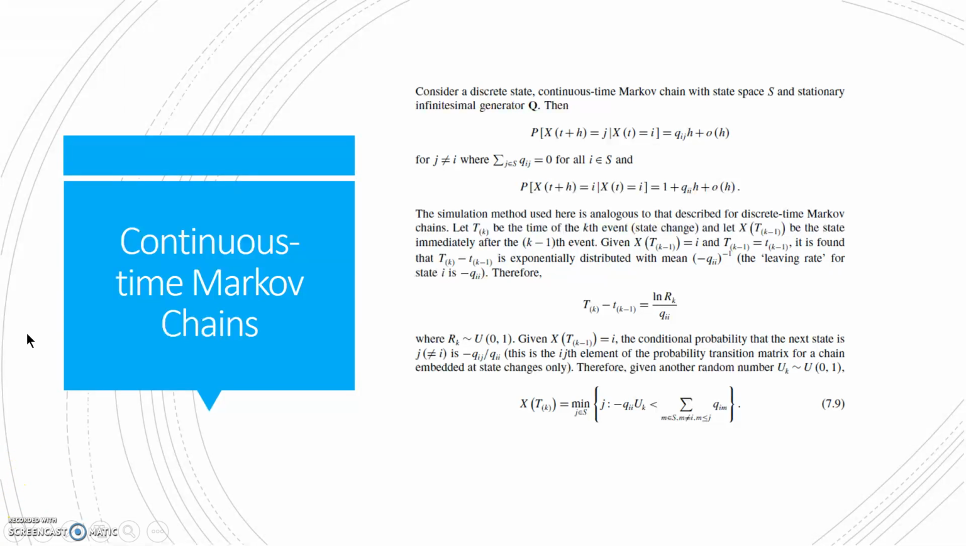So I guess basically a big difference you can argue between the continuous and the discrete is that with the discrete there is a transition matrix, whereas with the continuous we have a stationary infinitesimal generator.